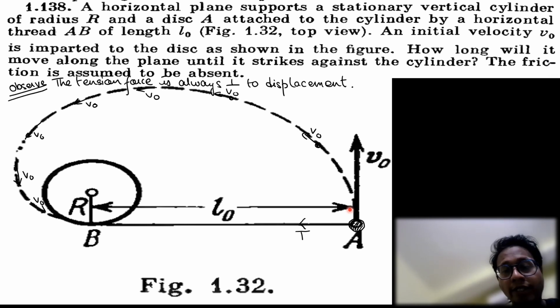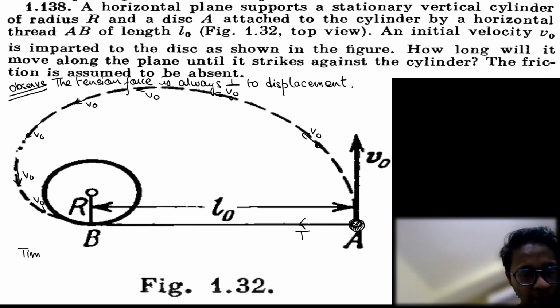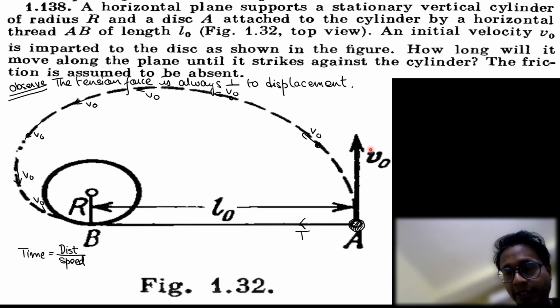Now all we need to find out is the length of this path. Why? Because time is equal to distance by speed. Since the magnitude of v naught does not increase or decrease, speed is constant. Now I need to find the distance of this path. If I find the distance of this path, I can simply divide distance by velocity, which will give us the time, because speed is equal to distance by time. I just reciprocated time and speed. Understood the approach I'm trying to take?